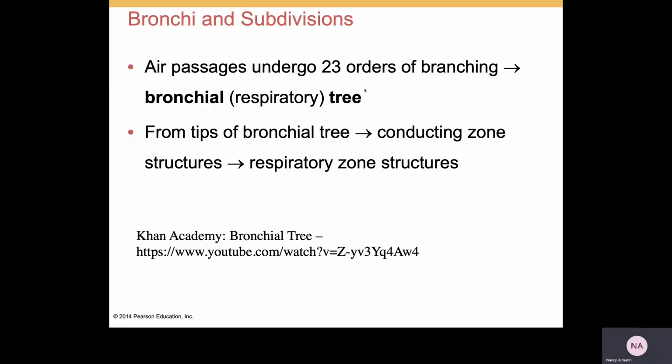It's literally called the bronchial tree for a reason, because there are going to be a significant number of branches off the bronchi. There are going to be 23 orders of smaller and smaller branches, which form that respiratory or bronchial tree. So the tips of the bronchial tree go from the conducting zone structures down to the respiratory zone structures. We're going to be talking more about each of those.